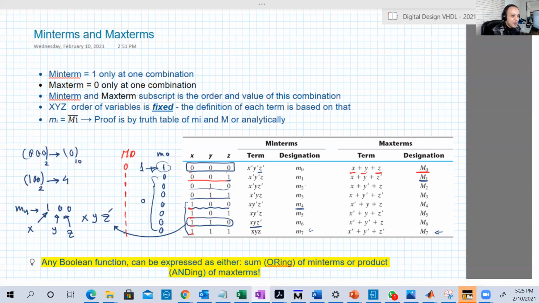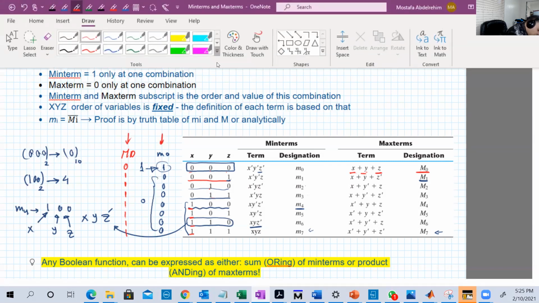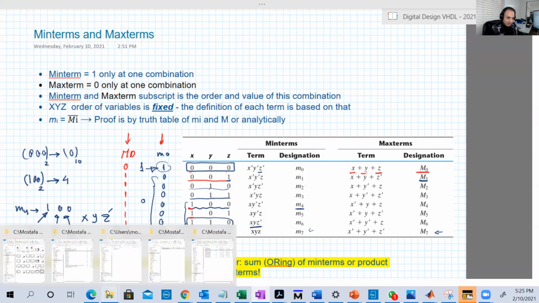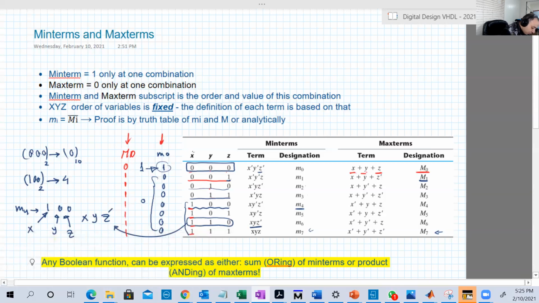Now, the last piece of information or property for the max term and min term, as they are very related to each other. Just look at M small 0 and M capital 0, these two columns here. Just look at them. So let's go back to our normal color. If we look at them, when M small 0 is 1, M capital 0 is 0. It's complement, right? Then, when M small 0 is 0, which is basically the rest of the terms here, M capital 0 is 1.